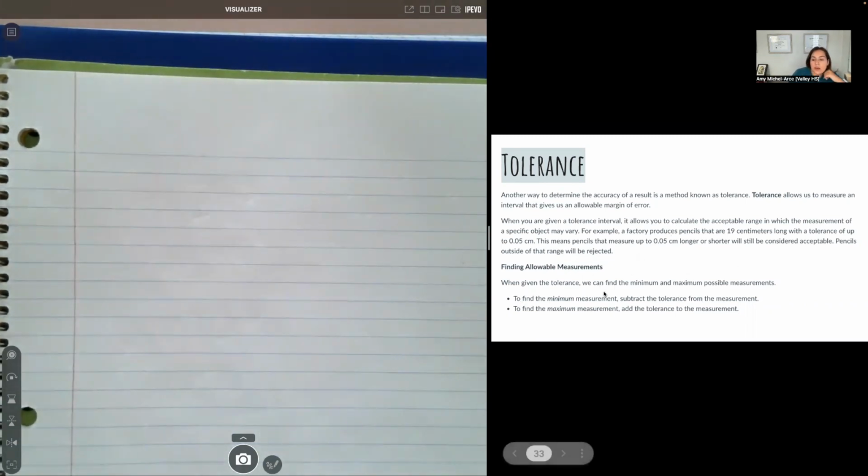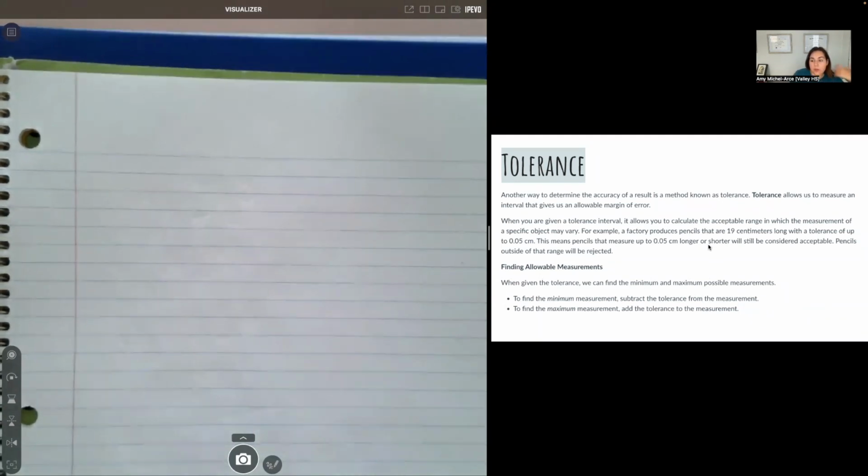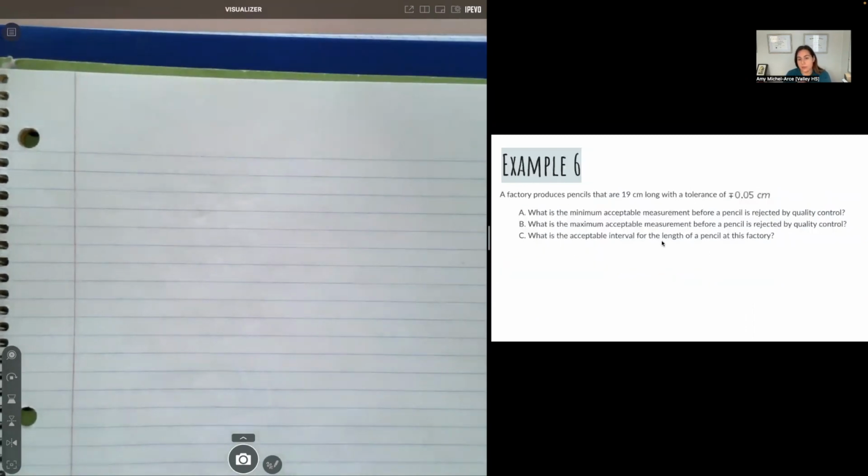When given tolerance, we can find the minimum and maximum possible values. If you subtract that allowable difference from the original number, it's going to give you the minimum value. And if you add it, then you're going to get the maximum.